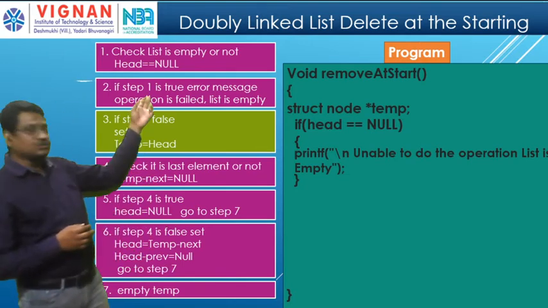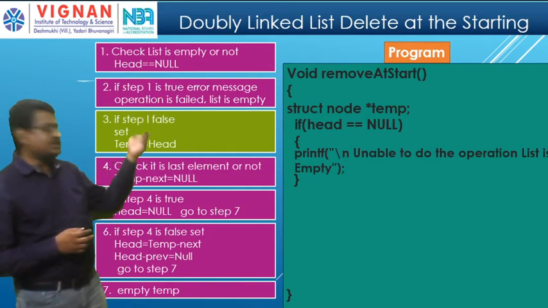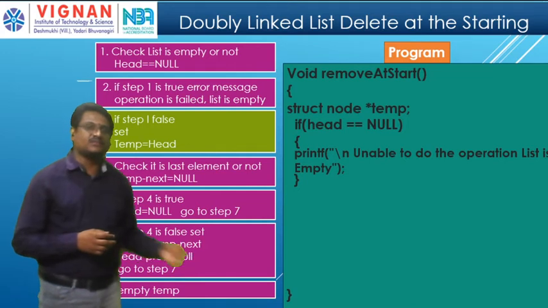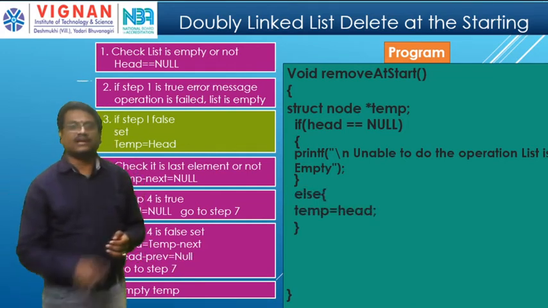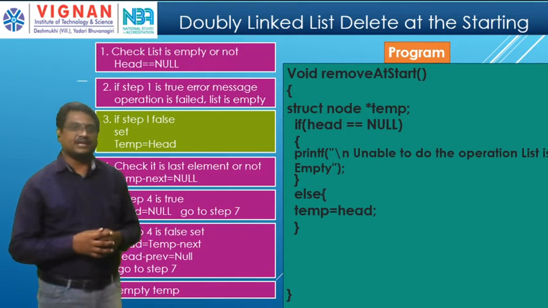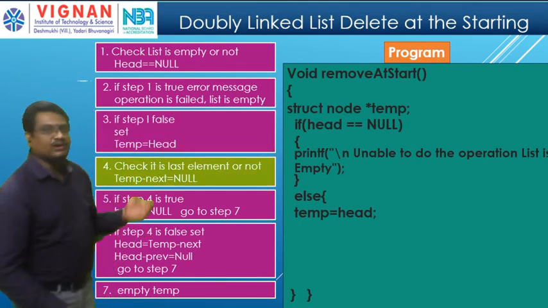So 2 I wrote in the if block. Why? Because it is true. Then 3, 4, 5, 6, 7 must be written in the else block. So for that I created else. Am I right? I created else, and in the third step what did I do? I stored the head value into a temporary variable. Now I am going for step 4.